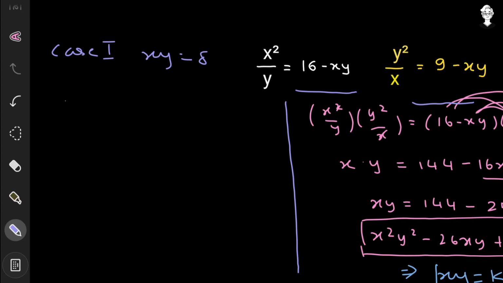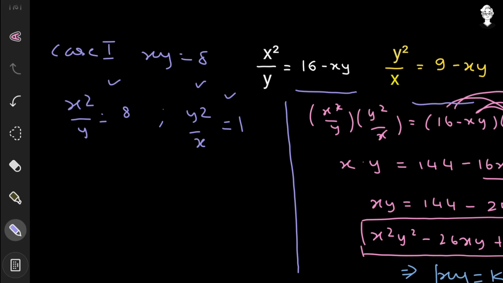So in the first equation, x square upon y is going to be equal to 16 minus 8, that is going to be equal to 8. And in the second equation, y square upon x is going to be equal to 9 minus 8, that is going to be equal to 1. So now we have these two equations and we need to solve them so as to get the value of x and y. So we are going to use the substitution method. So for that we will simplify this particular equation.